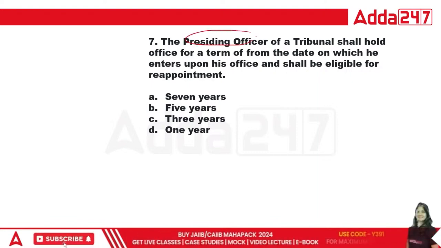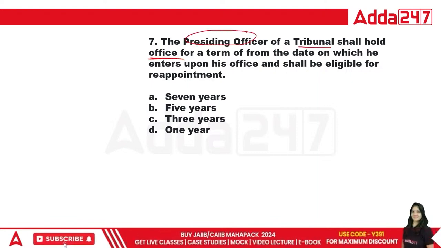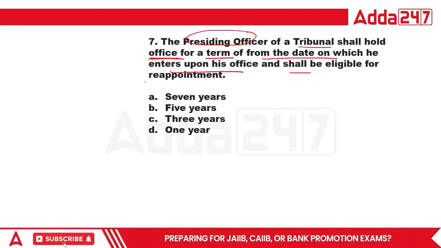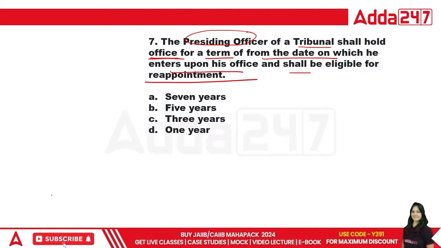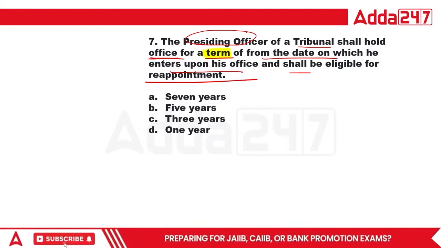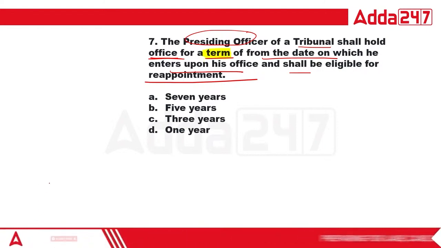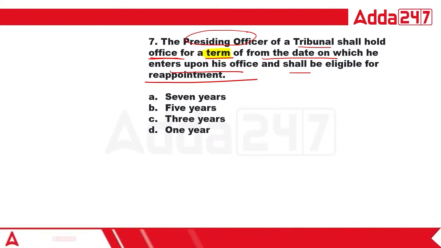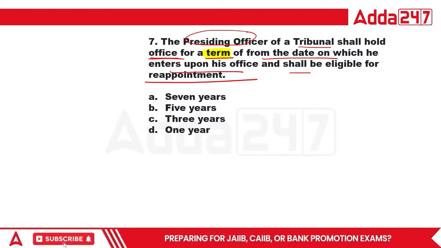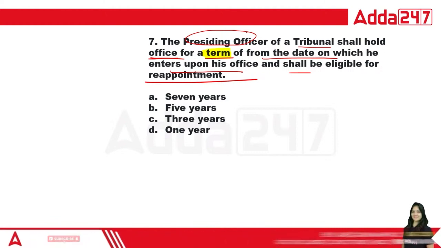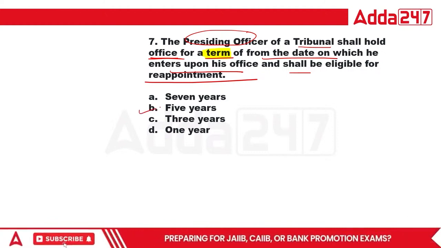The presiding officer of tribunal shall hold office for a term from the date on which he entered upon office and shall be eligible for reappointment. So what is the term of presiding officer? I think that is a very easy one. The term will be, class, 5 years. B is the right answer.